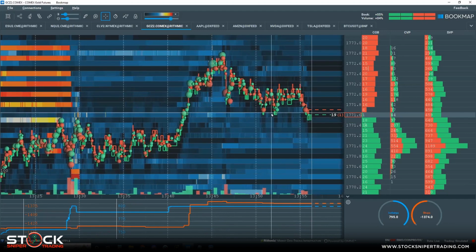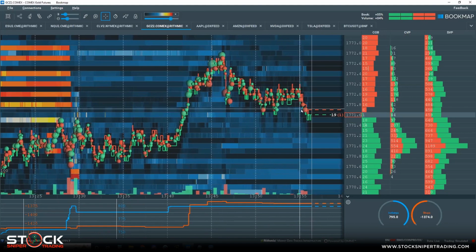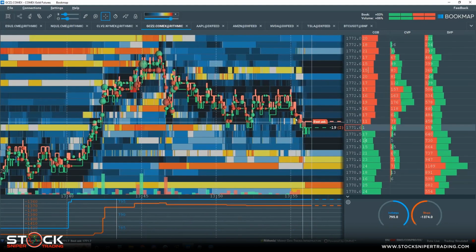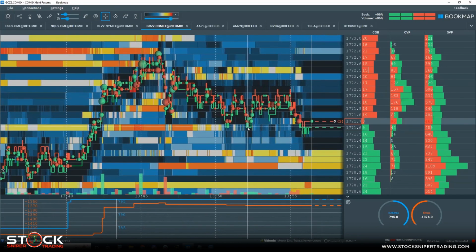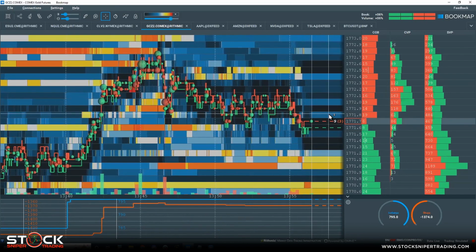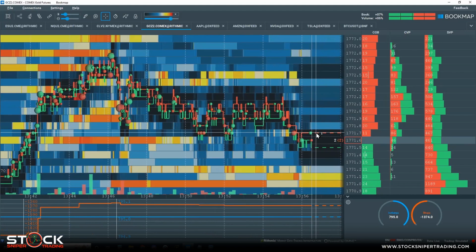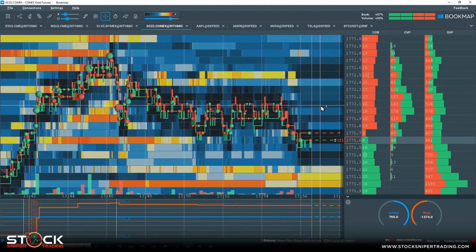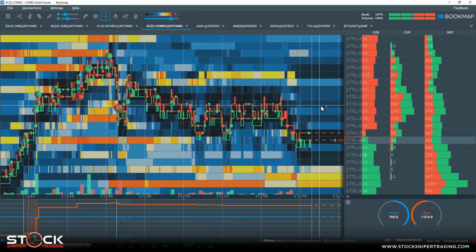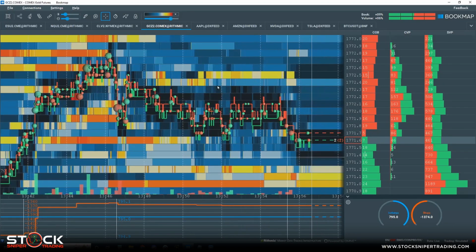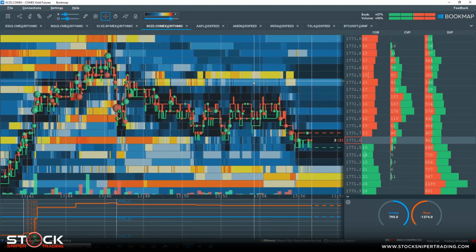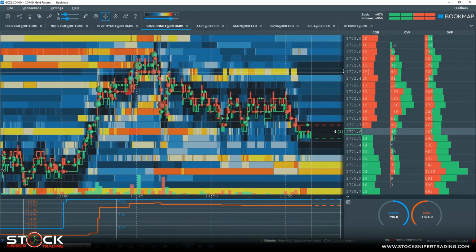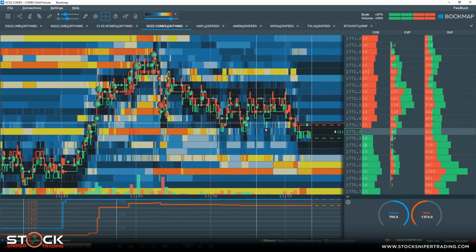So we're still looking at this structure here and seeing if we get our sellers or not, and we are, but it hasn't really broken that structure. So let's see if the buyers can come in with another attack here, back up to this 72.10. So this is some of the reading we do in our webinars, all day long, just understanding these zones in here.